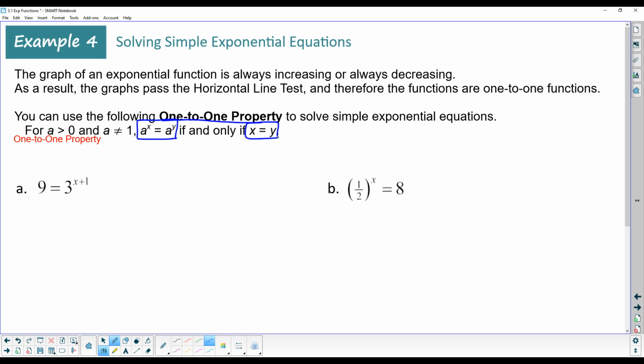So I could use that to help me on this equation. I have 9 equals 3 to the power of x plus 1. Well, I can think of 9 as 3 to the power of 2. So this equation is the same as saying 3 squared is equal to 3 to the power x plus 1. Well, the only way that can be true is if the powers are equal to each other. So x has to be 1.